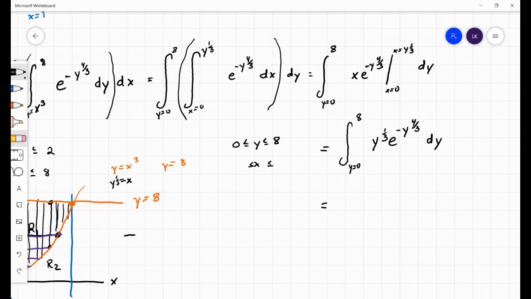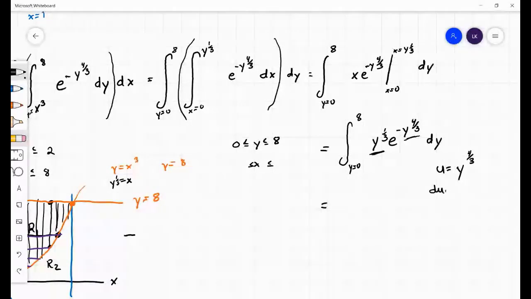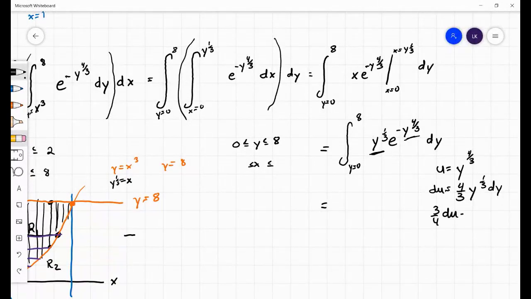Cool. So maybe you do a u sub. We recognize that this is proportional to the derivative of the exponent. So maybe let u equal y to the 4/3. So du is (4/3) y^(1/3) dy. So 3/4 of du is y^(1/3) dy.